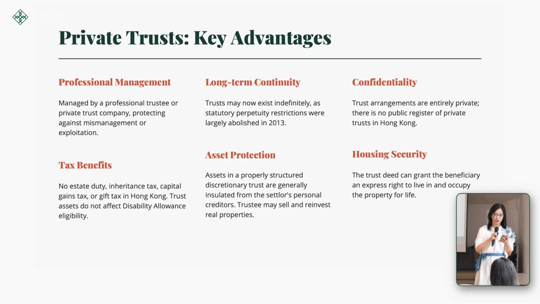Following the 2013 reforms, the rule against perpetuities was largely abolished in Hong Kong, and trusts may now exist indefinitely. For special needs beneficiaries who may outlive their parents by 40 or 50 years, this is invaluable. The fourth one is asset protection. Assets in a properly structured discretionary trust are generally insulated from the settlor's personal creditors and afford some protection against certain matrimonial claims, subject, of course, to anti-avoidance rules.